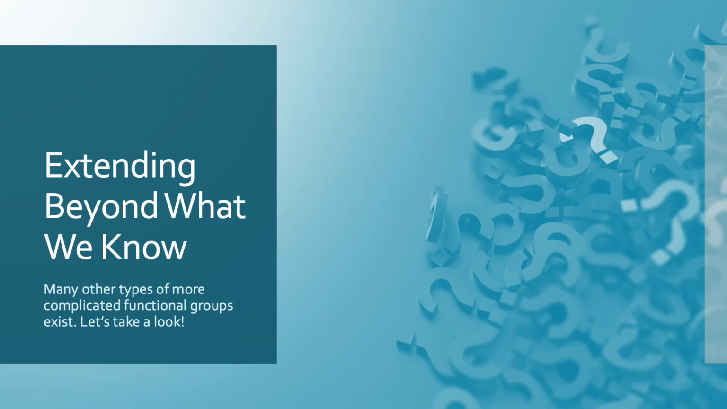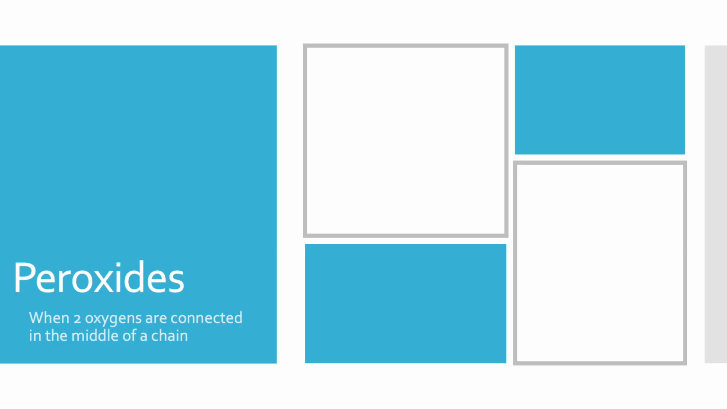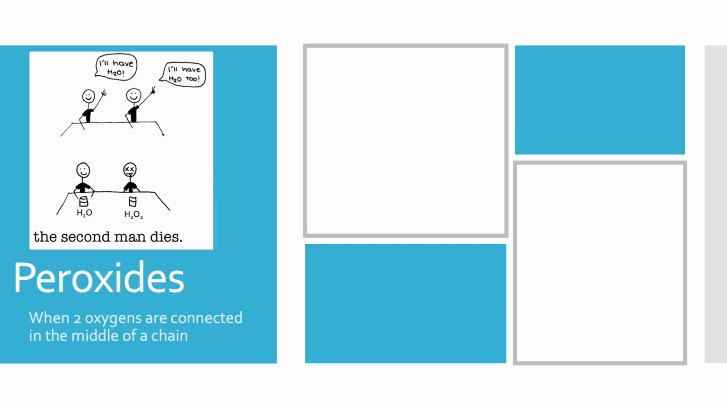So now that we're all caught up, let's extend this. Are there any other kinds of functional groups that we haven't learned about yet? Remember the old chemistry joke about the 2 men who walk into the bar? The first one orders H2O and the second one orders H2O2, and the second one dies. This joke is about peroxides, specifically hydrogen peroxide, a deadly chemical. Peroxides are a main component in bleach, and everyone knows that you probably shouldn't be ordering that at the bar.